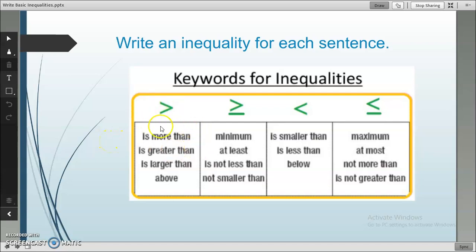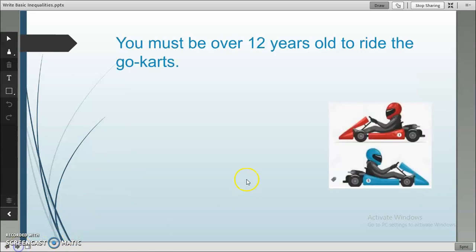So for greater than, you'll see things like is more than, is greater than, is larger than, above. For greater than or equal to, you'll see minimum, at least, is not less than, not smaller than. For less than, you'll see is smaller than, is less than, below. These are just examples, right? And then here we have less than or equal to, we'll see a maximum, at most, not more than, is not greater than. So let's look at some examples.